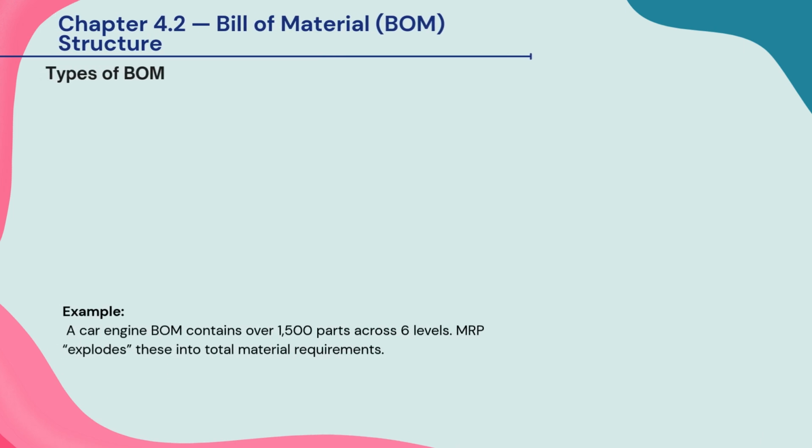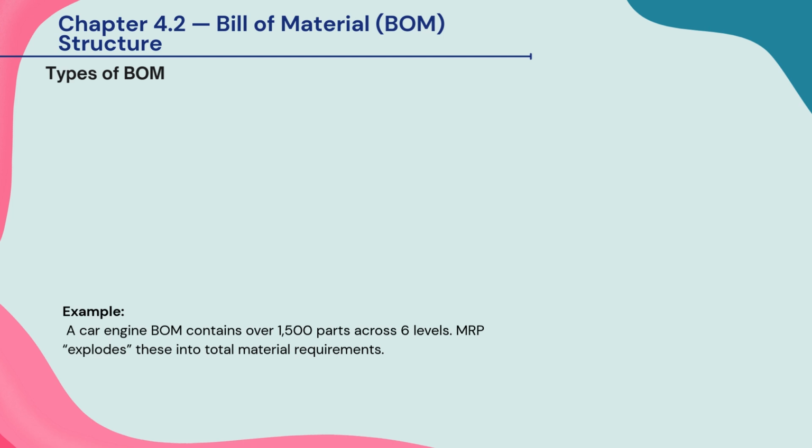This slide covers different types of BOMs. Single level shows only immediate components, while multi-level includes all sub-assemblies. Modular BOMs support configurable products, and phantom BOMs are used for temporary assemblies. The example of a car engine shows how MRP expands a multi-level BOM with thousands of parts to calculate total material requirements.